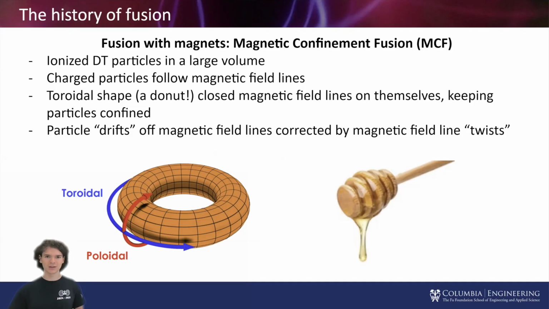But as we twist the field lines, like as you twist the honeycomb stick, I guess the viscous forces or the friction from the twisting is actually keeping the honey from falling down and succumbing to gravity, similar to how the twisting of the field lines is keeping the particles from succumbing to the forces that are pulling them off the field lines, which is a variety of things.